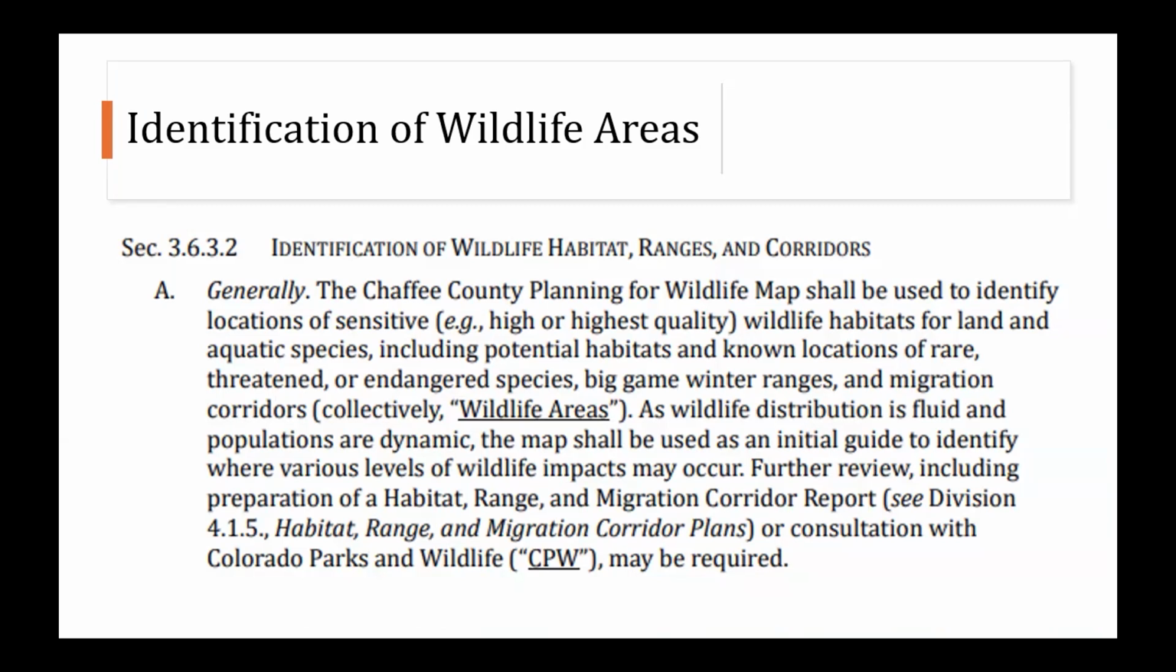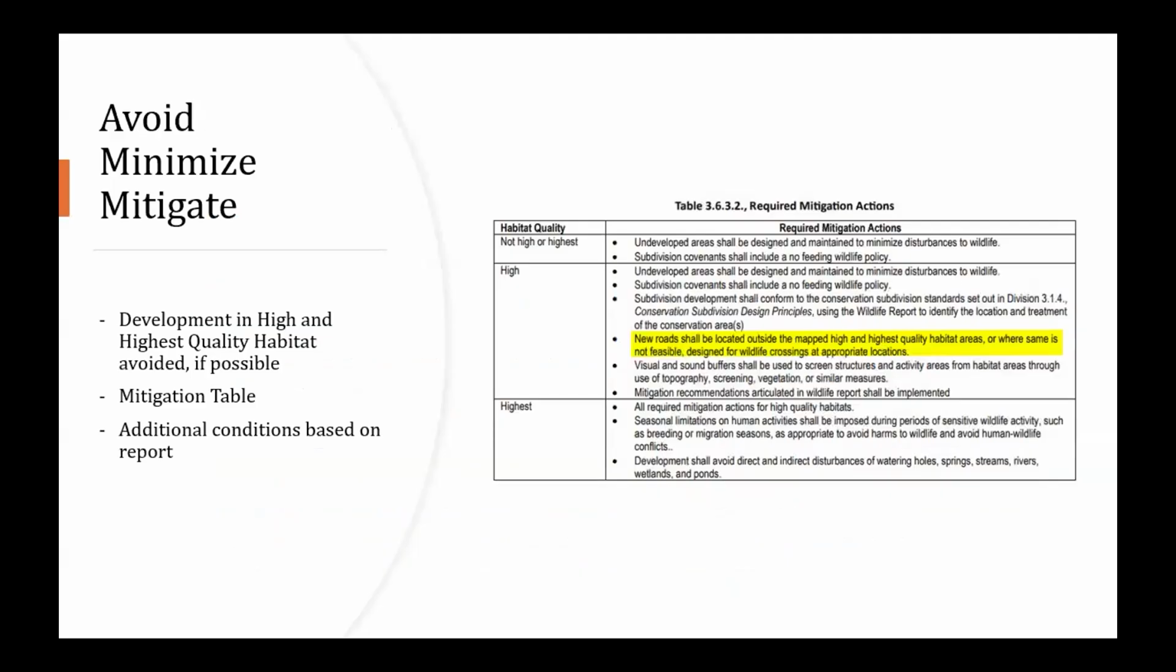We took that first step of mapping the whole county, but when you're coming into the county to do a development project on a piece of land, we require that you identify that wildlife habitat. We also require that any impacts to high or highest quality habitat be avoided if at all possible. We recognize it can't be avoided in all instances, if there's a single piece of privately owned property that is entirely within a highest quality habitat. So we also have a table of required mitigation actions that accompanies that. You can see this table here.